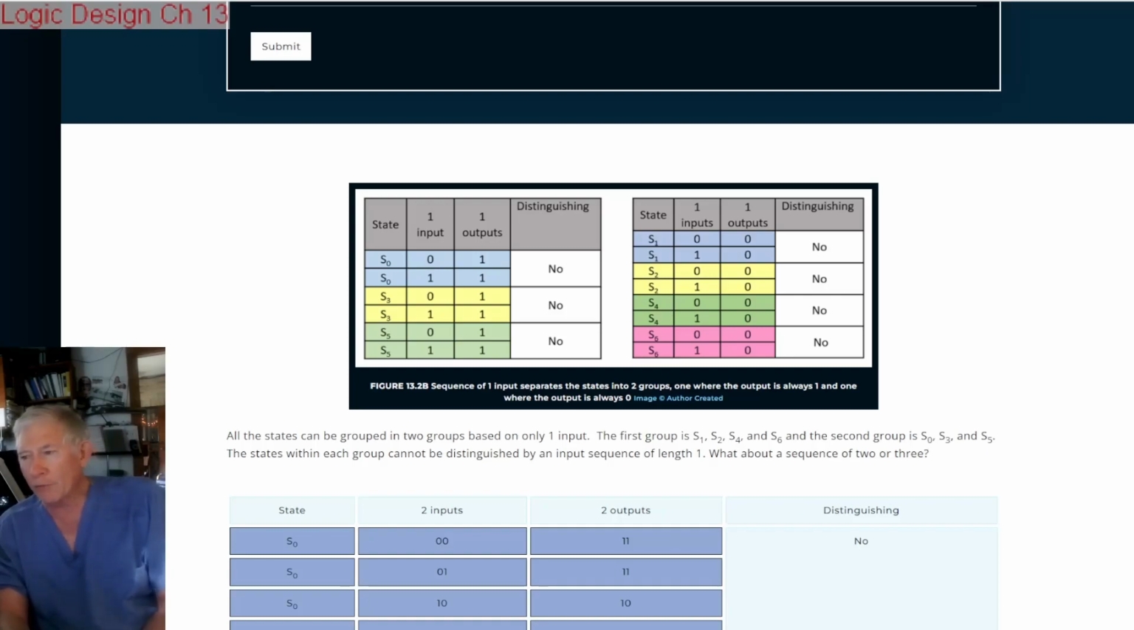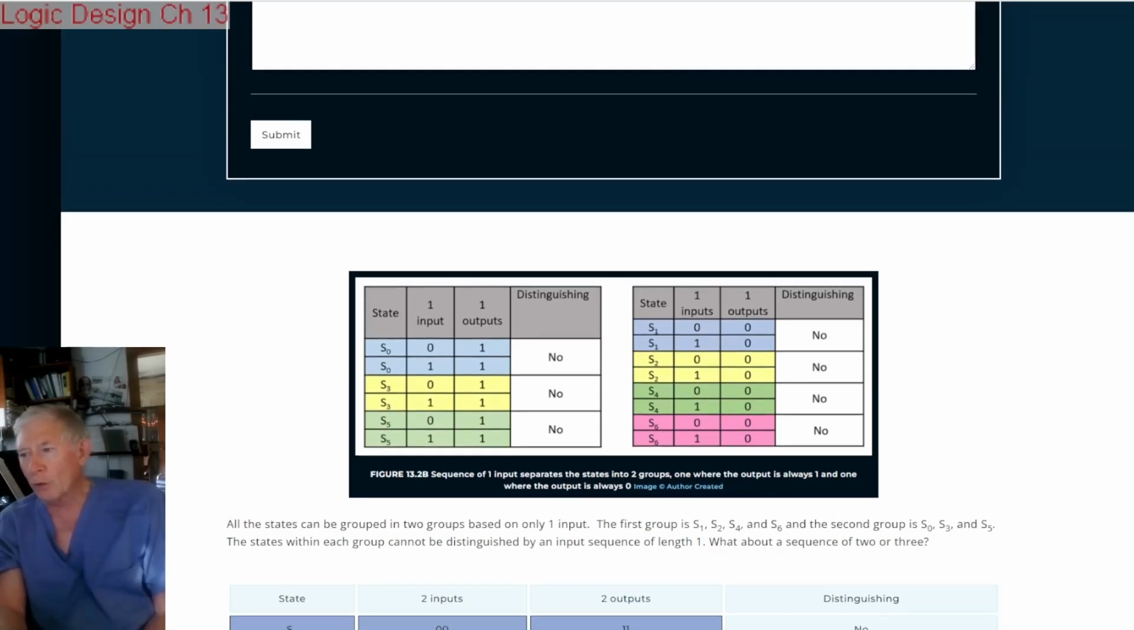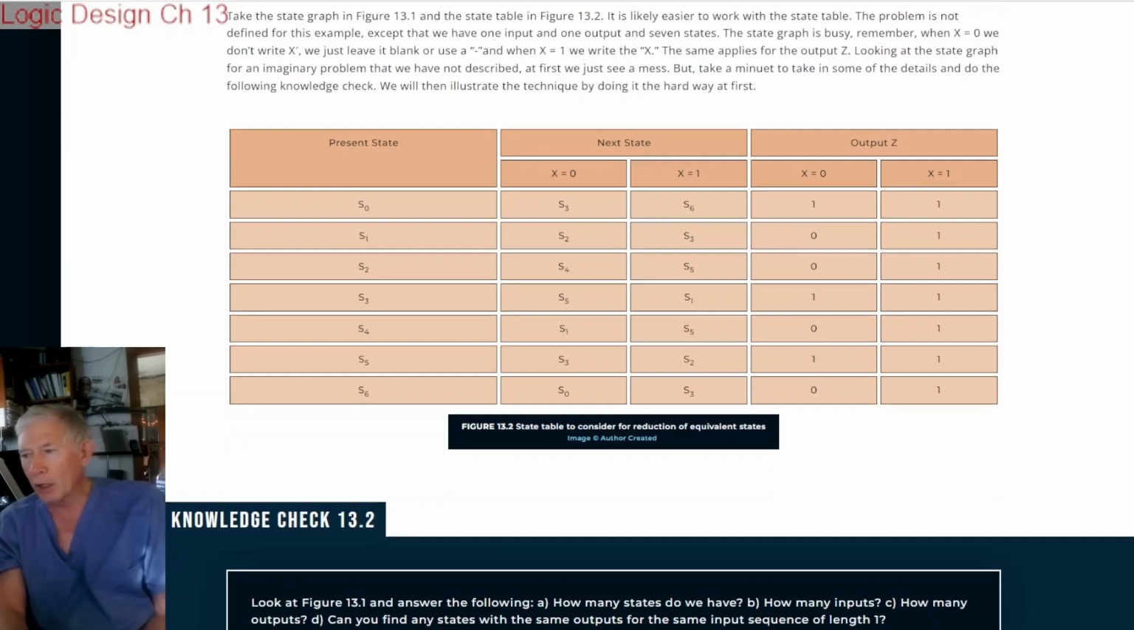And that's for all three of the states in this group. Okay, what about this group? So we have to look at 1, 2, 4, and 6. So for an input of, so here's 1.